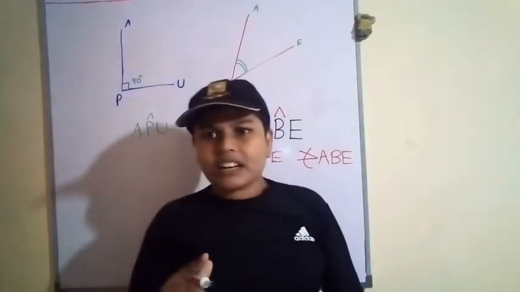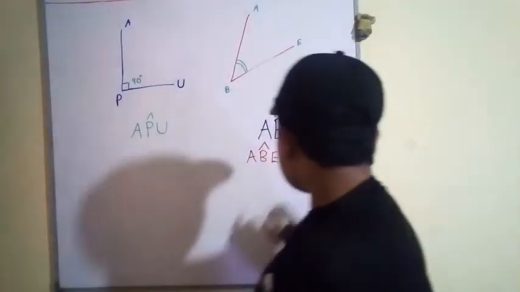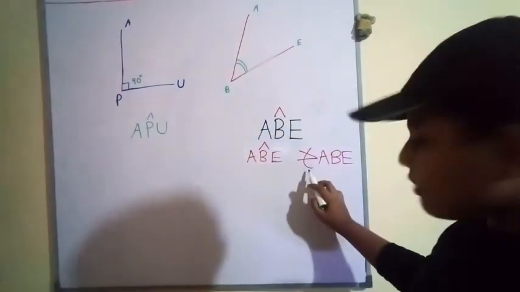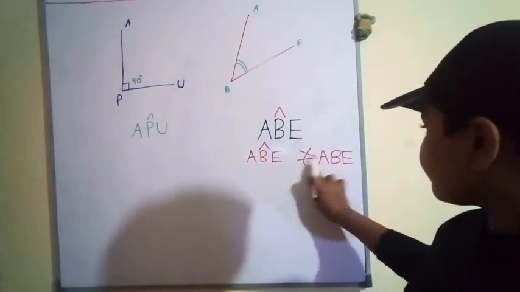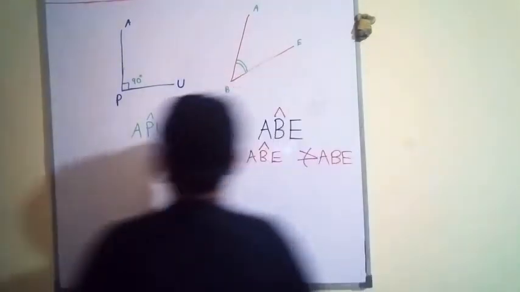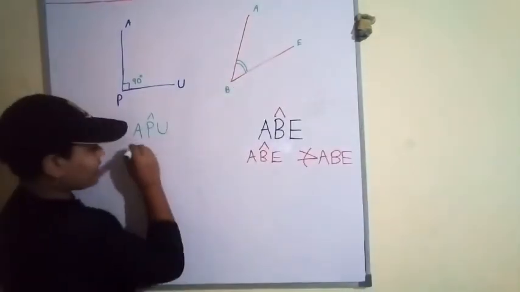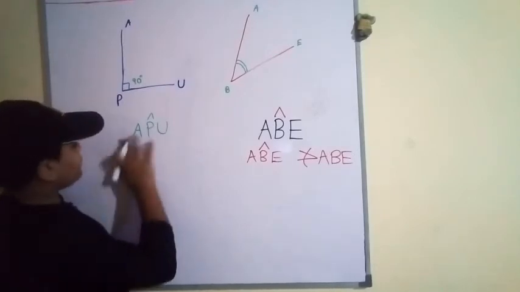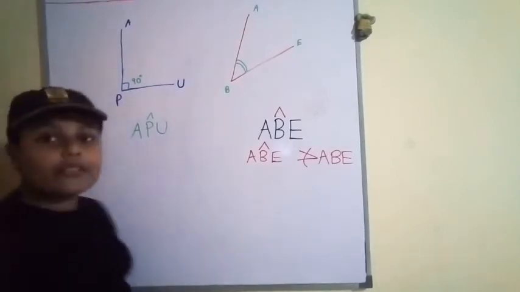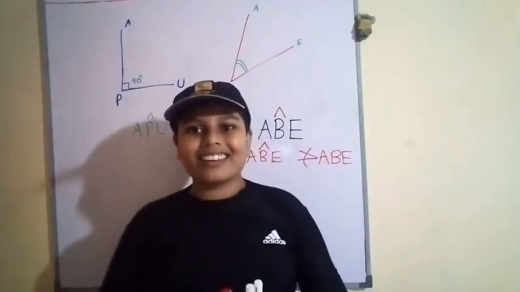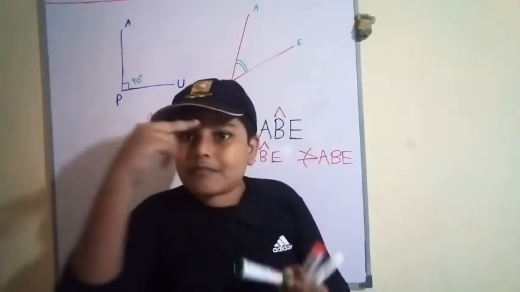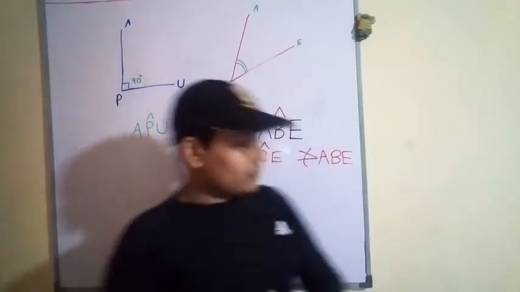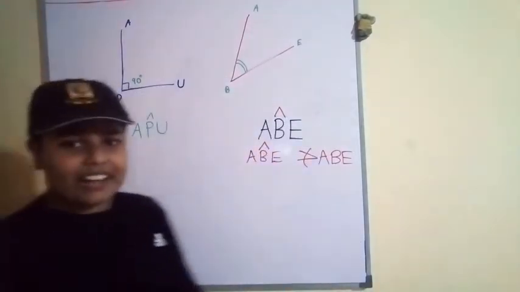The right angle, we can't write like this. We can't write like this either, because that is not the symbol for the right angle, right? You want to keep it in mind. Now that is the naming of angles.